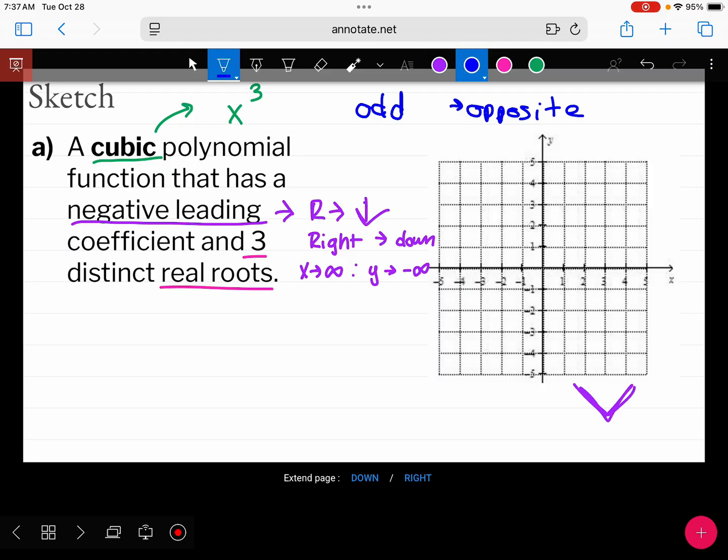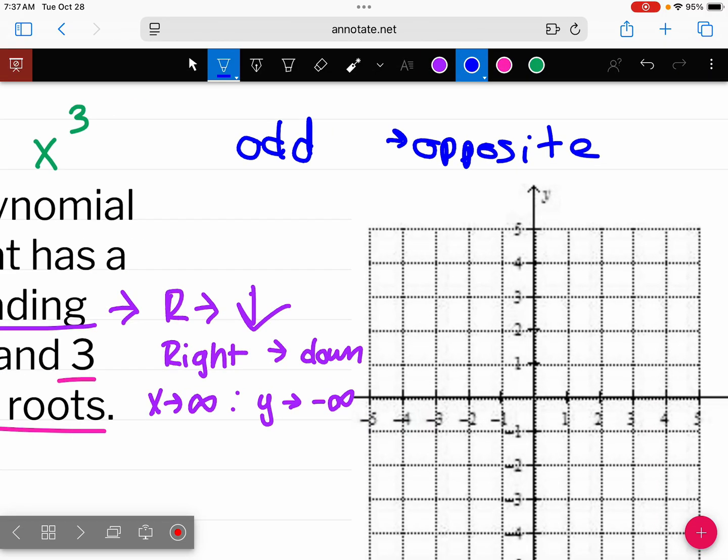Since I know we have an odd function, like x to the 3rd, we're going in opposite directions. My left arrow is going to be up. So I know these 2 arrows. And we're asked to give it 3 real roots. So I want 3 x-intercepts. I'm going to pick 3 spots.